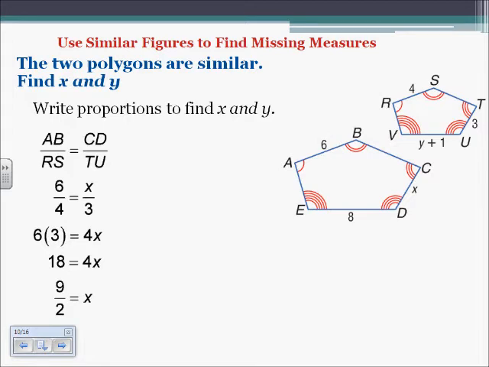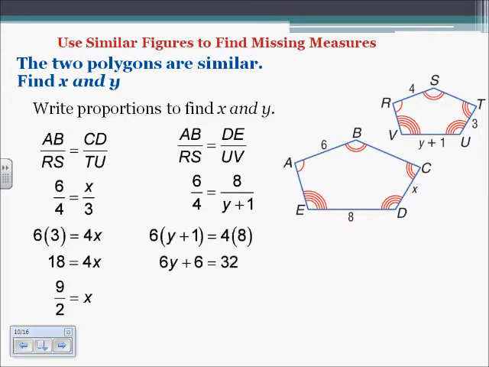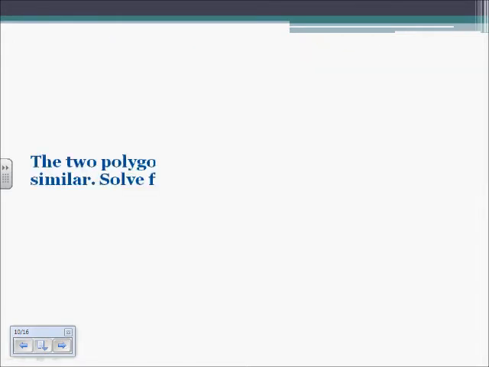Using the same method on the right, with the right section here for y, I have AB over RS is equal to DE over UV, which is 6 over 4 is equal to 8 over y plus 1. Cross multiply and solve. And I have y is equal to 13/3. So again, putting the similarity statement together, or the proportions from the fact that we have similar polygons, is the key. A couple more here.